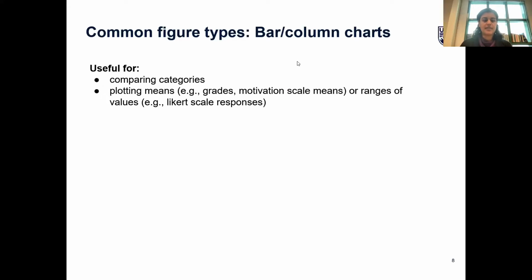Trish will talk about what happens when we have data that's more kind of spread on different kinds of scales. But bar and column charts are particularly useful for comparisons, and they're useful for plotting means or ranges of value. So things like Likert scales, grades, different kinds of scales that we might be asking in our SoTL project. So things like motivation, self-efficacy, those kinds of things.